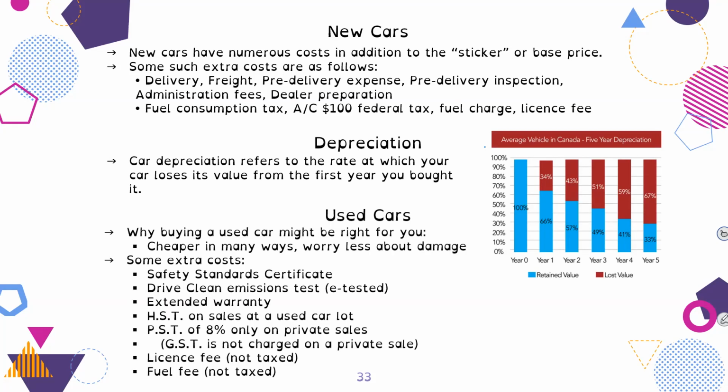If you're buying a used car, it is generally cheaper because that depreciation has already happened. So it could be a better choice for you, but there still can be extra costs. You still have to get a safety standard certificate and a drive clean emissions test. There could be extended warranties on either new or used cars. You have to pay an HST on the sales of a used car from a used car lot, but you only have to pay a PST of 8% if it's a private sale, like if you're dealing with an individual person. You pay that PST 8%, not to the person, but you have to go to Service Ontario and pay it there. You have to pay a licensing fee and any fuel. And that stuff isn't taxed just because in general it's not taxed.